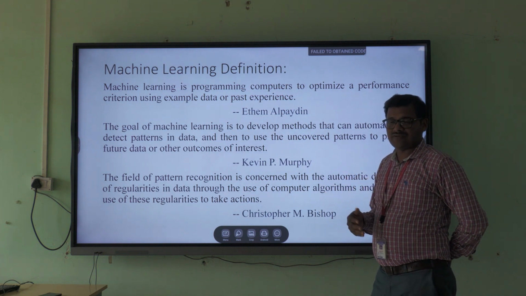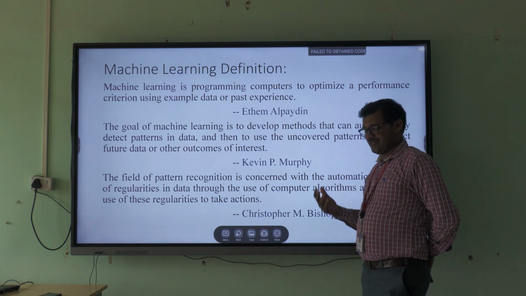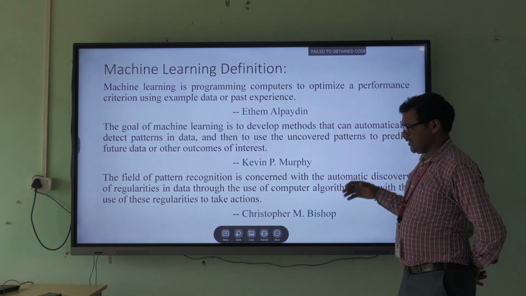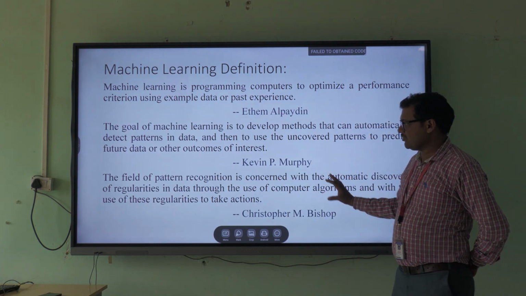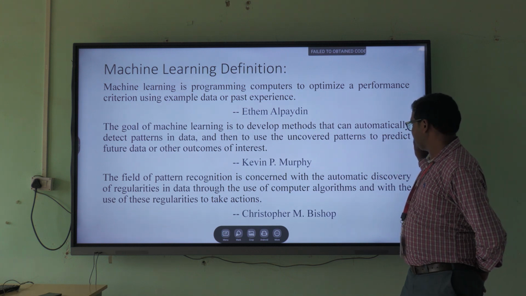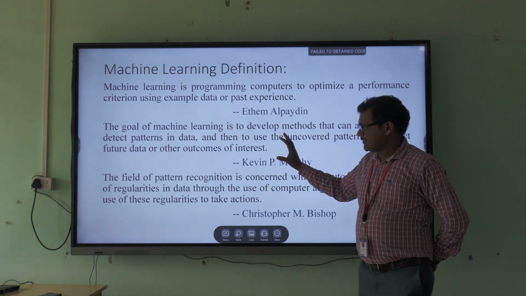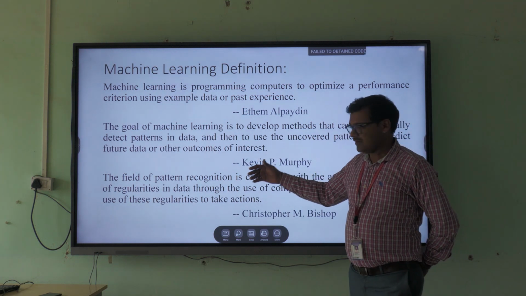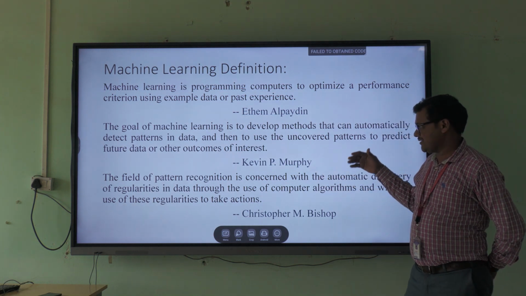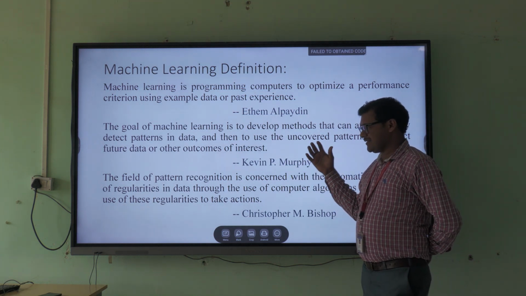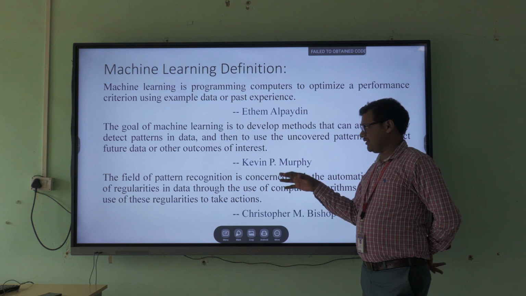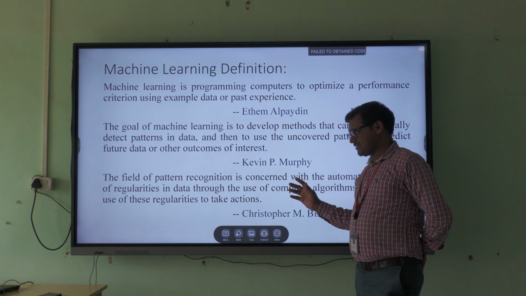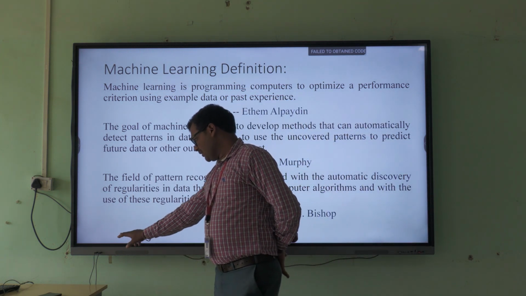There are so many applications where machine learning plays an important role, like image recognition, recommendation systems, and many other applications. A simple definition: the goal of machine learning is to develop methods that can automatically detect patterns in data, and then use the uncovered patterns to predict future data or other outcomes of interest. That means based on the collected information, it analyzes the existing data and is able to predict what is going to happen in the future. Okay, so like this there are many applications where machine learning is playing an important role at present.